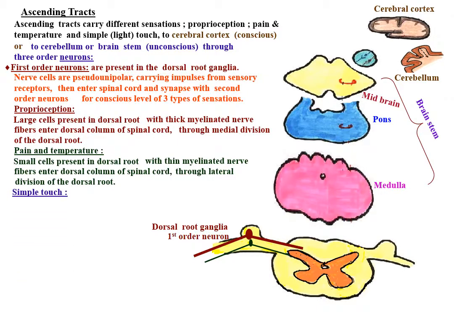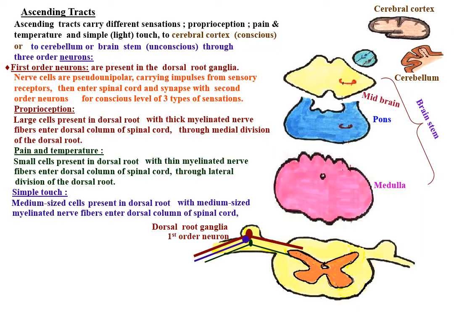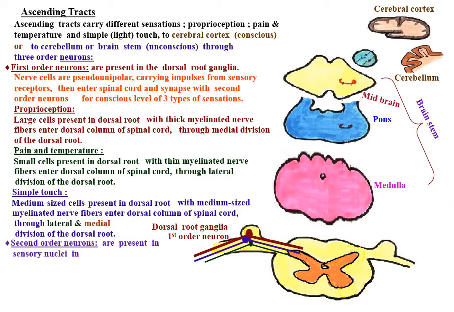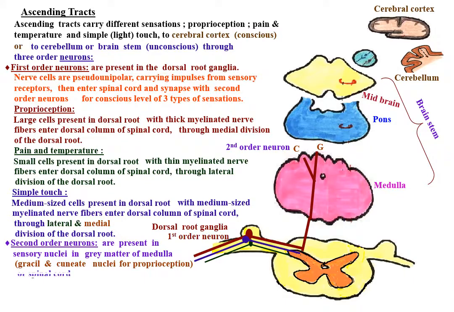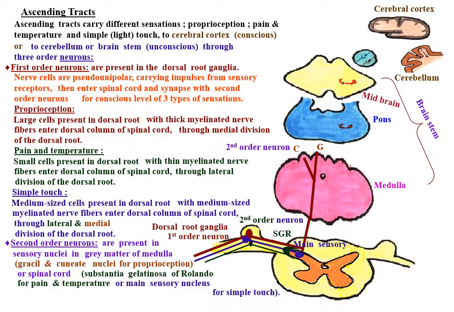For simple or light touch, medium-sized cells present in the dorsal root ganglia with medium-sized myelinated nerve fibers enter the dorsal column of the spinal cord through the lateral and medial divisions of the dorsal root. The second-order neurons are present in the sensory nuclei in the gray matter of either the medulla, gracile and cuneate nuclei in case of proprioception, or in the spinal cord, substantia gelatinosa of Rolando in case of pain and temperature, or the main sensory nucleus in case of light or simple touch.